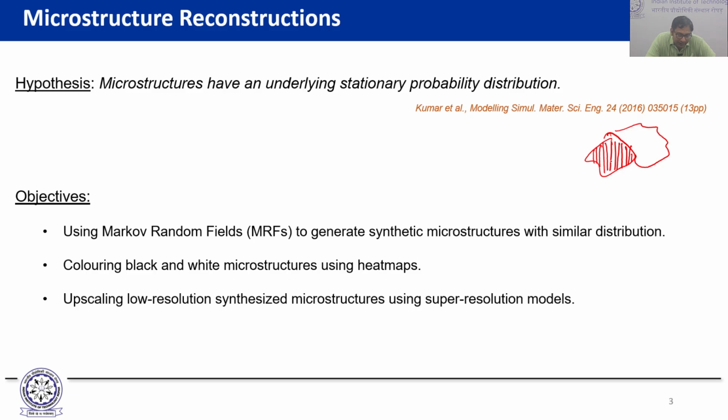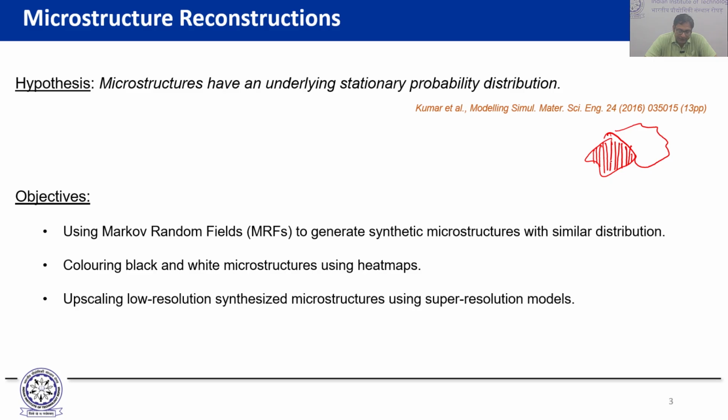Now that contrast does not necessarily have to be the Z contrast. It does not necessarily have to be something which is related only to the atomic number. You could have contrast as a result of the surface topography as well, something that you can capture typically using the secondary electron images. But the basic idea is when you have this grayscale microstructure, we should be able to color them using heat maps in a way that is meaningful to us. And finally, we want to upscale the low resolution synthesized microstructure using a super resolution model.